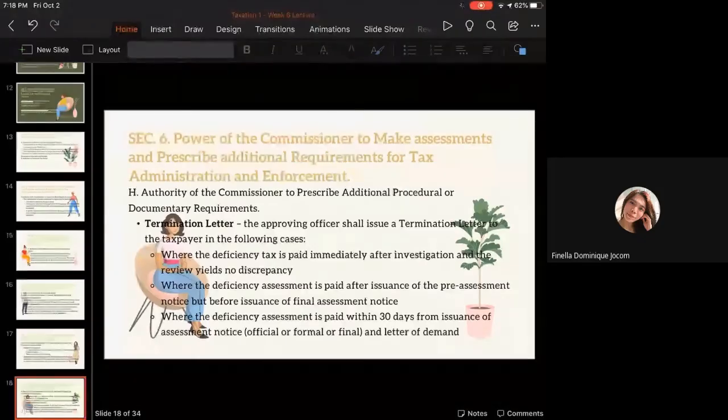if the deficiency assessment is paid after issuance of the PAN or pre-assessment notice but before issuance of the final assessment notice, so pwede na mag-file ng termination letter. Or it is paid within 30 days from issuance of the final assessment notice or letter of demand. May termination letter na kasi yun yung period to file the protest. So kung binayaran mo, ibig sabihin hindi ka nag-protest, so mata-terminate na yung assessment.